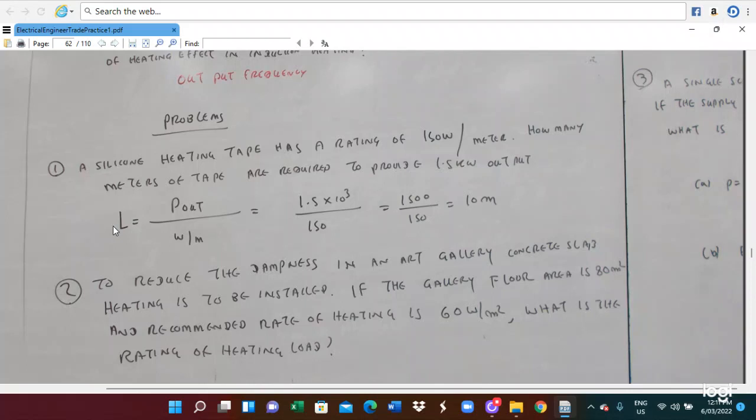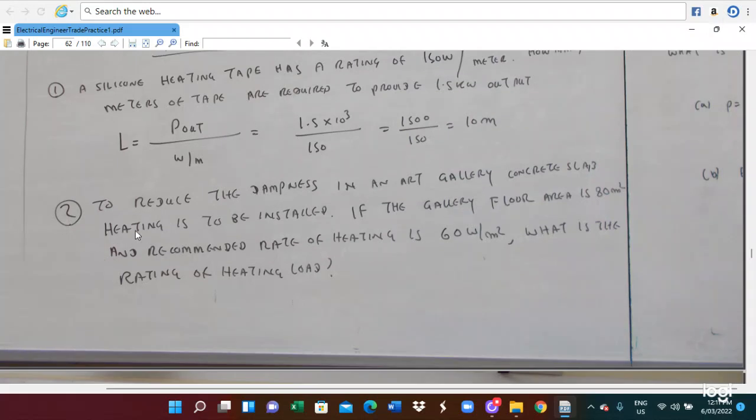In this case, the length can be calculated as power output divided by the watt per meter. The power output required is 1.5 kilowatt, 1.5 into 10 power 3. Dividing by the rating, you get 10 meters.